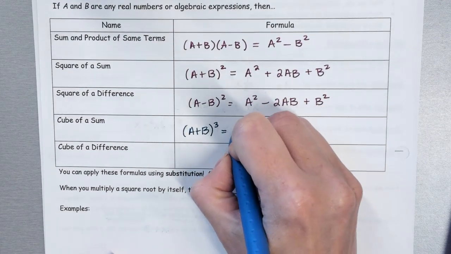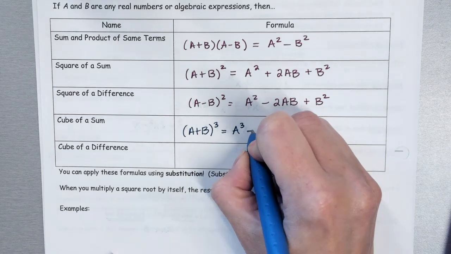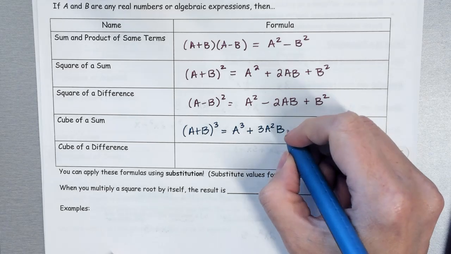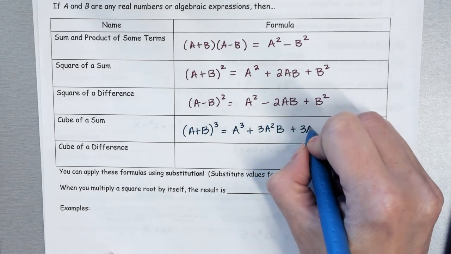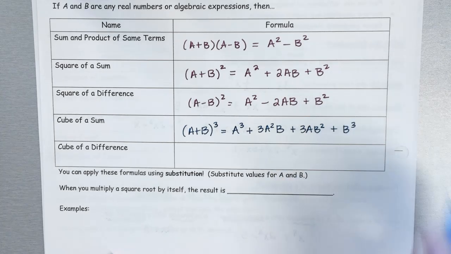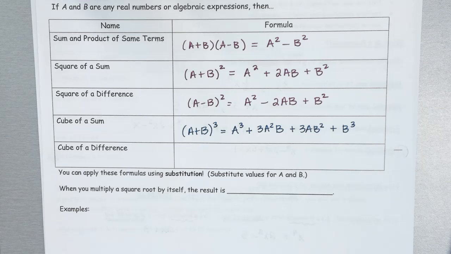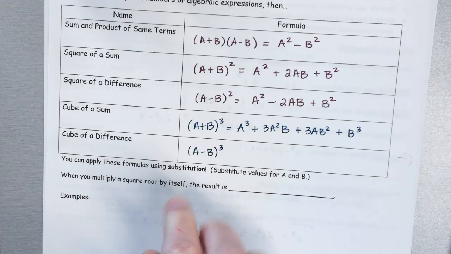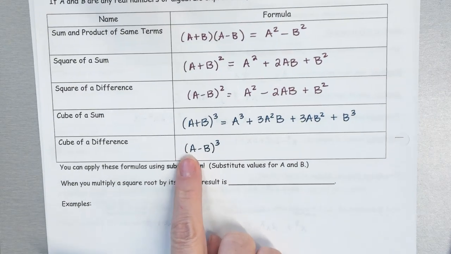Okay, so we have A cubed plus 3a squared b plus 3ab squared plus b cubed. Okay, and then again, when you're doing this, you can multiply this out several times.